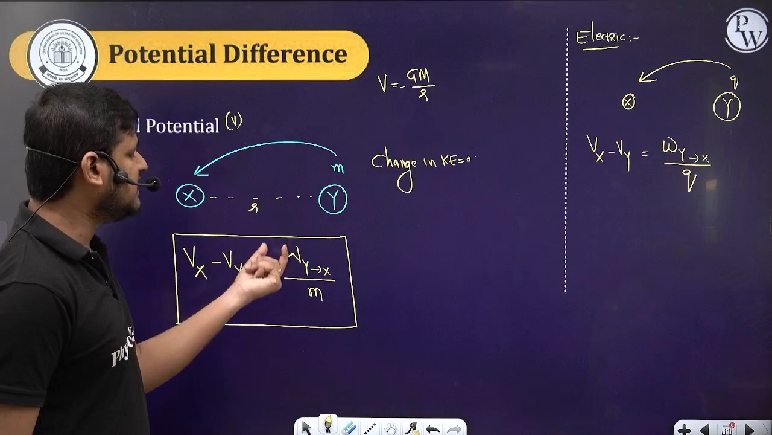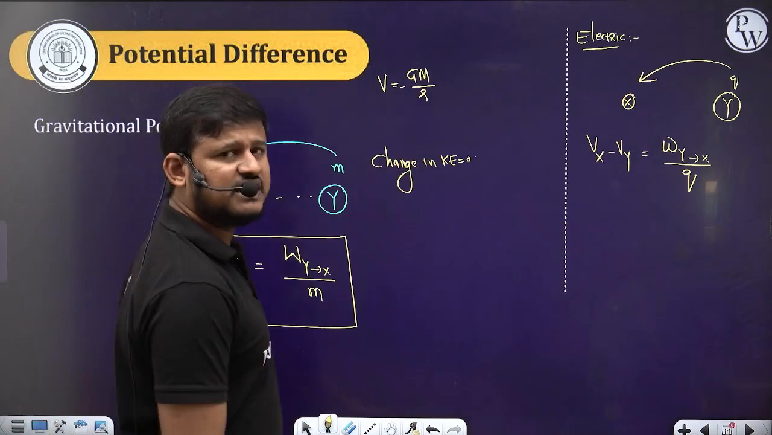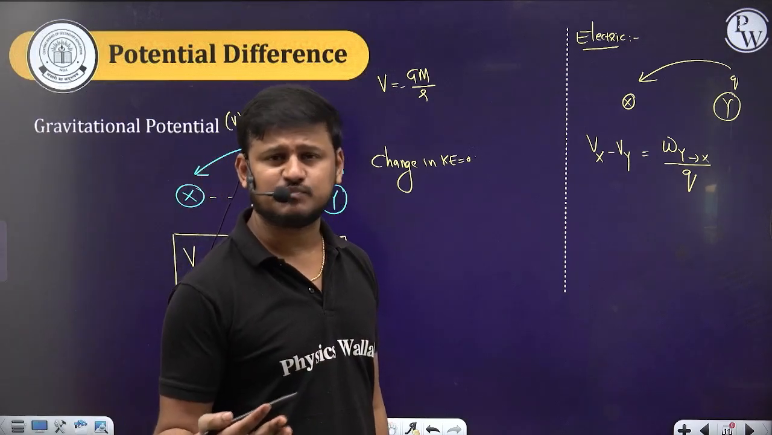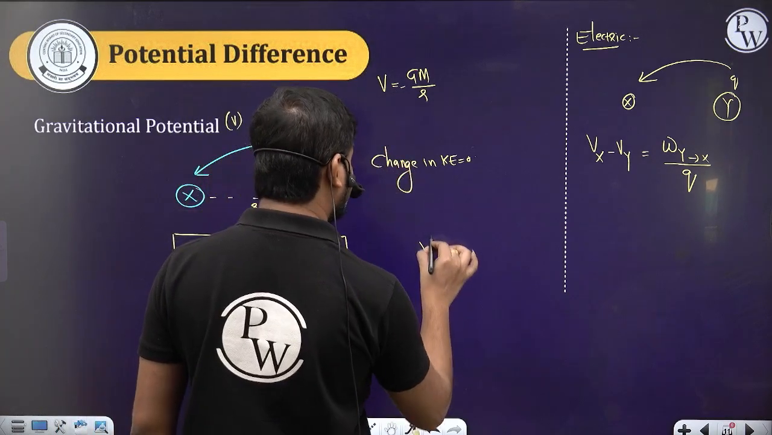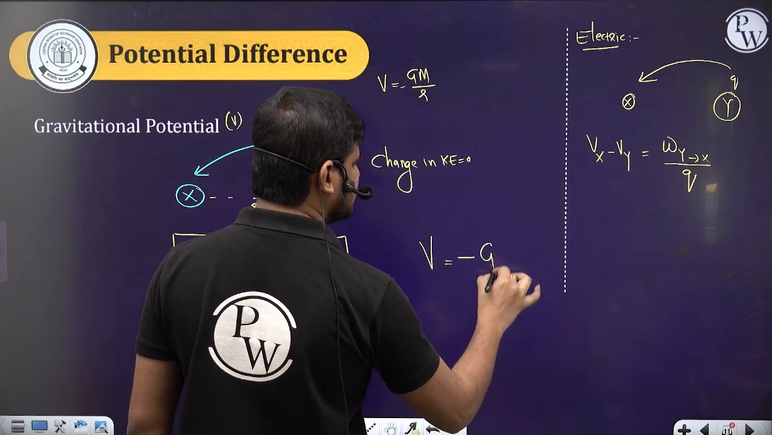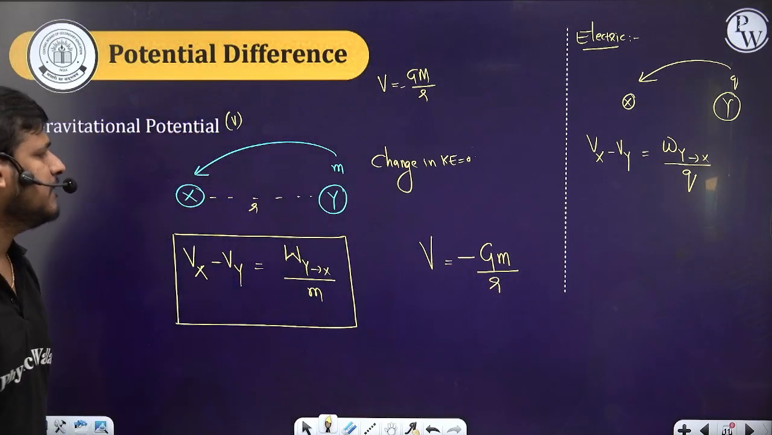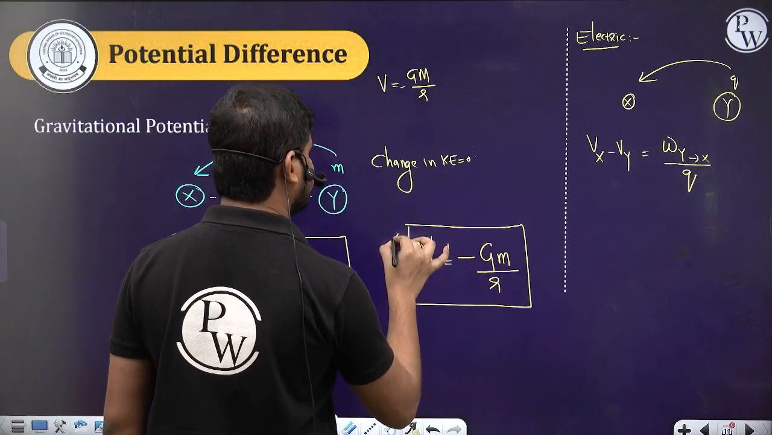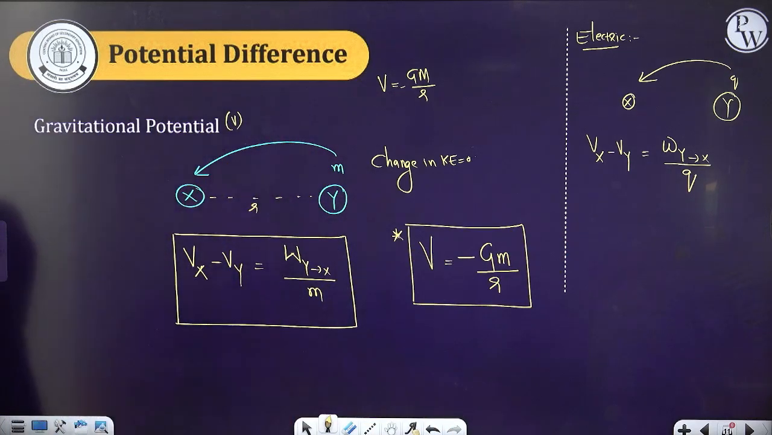So work done in bringing the mass, this is a potential difference. So generally we write the potential, not potential difference, the gravitational potential, whose formula is V equals minus Gm by R. Clear? So note this point first. This is a direct formula, you should remember, guys.